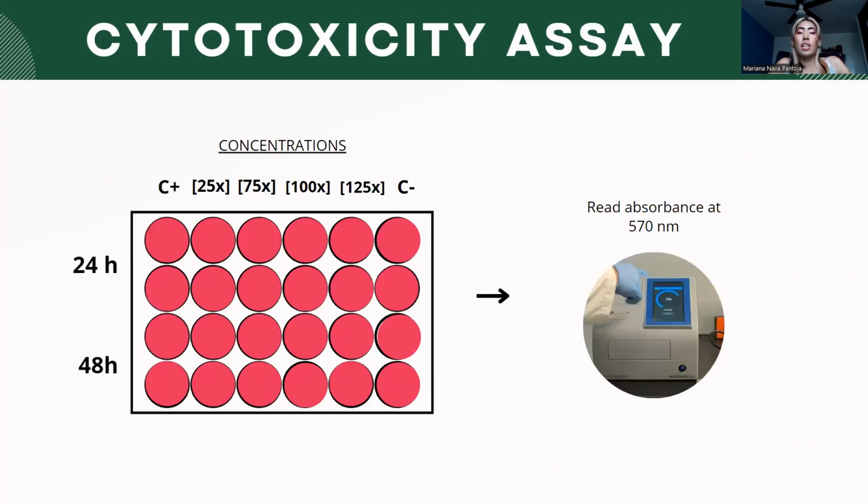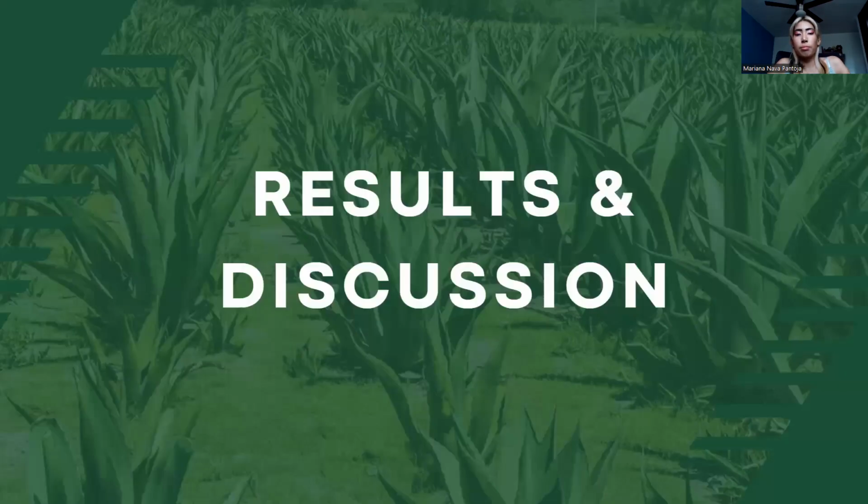For the cytotoxicity assay, we'll be using 4 different concentrations, as well as a positive and a negative control. And we will be reading the absorbance at 570 nanometers after 24 hours and after 48 hours.